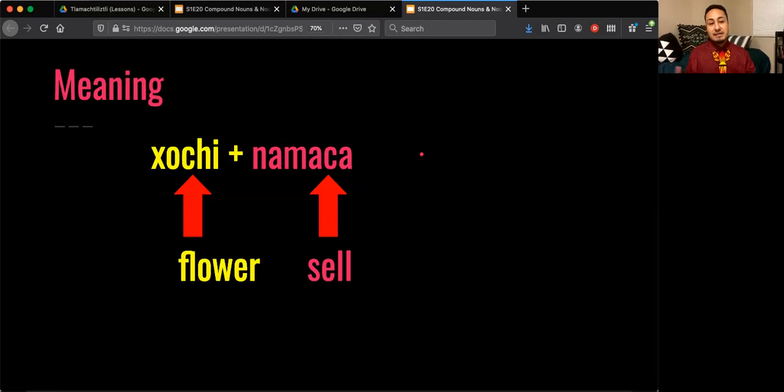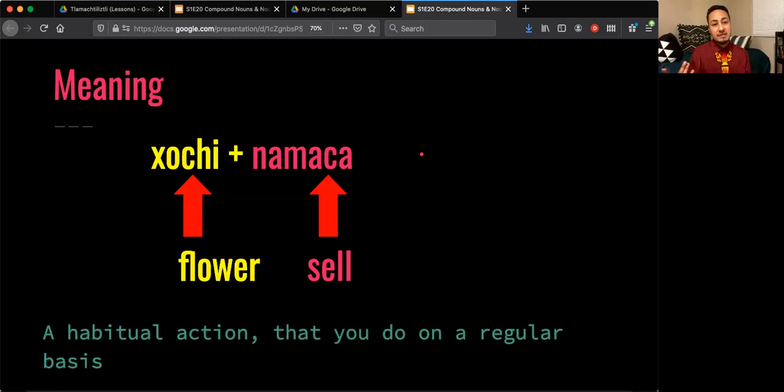But what I want to say is that this meaning, when you insert the noun into the verb, it doesn't just mean the woman sells flowers, like she sells a specific flower or flowers. When you say xochinamaka, you're saying that she does this on a habitual basis. Like this is something regular that she does. So you saw that picture of that woman, that's her job, that's what she does. So you would say siwat xochinamaka because she normally, regularly does something like that. So this is a slightly different meaning.